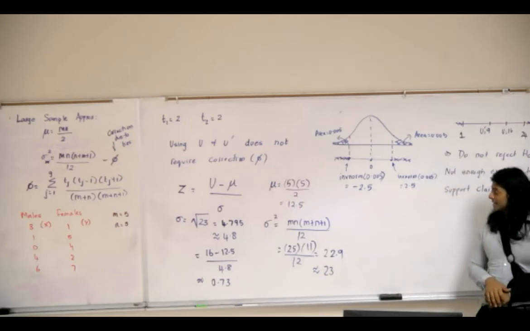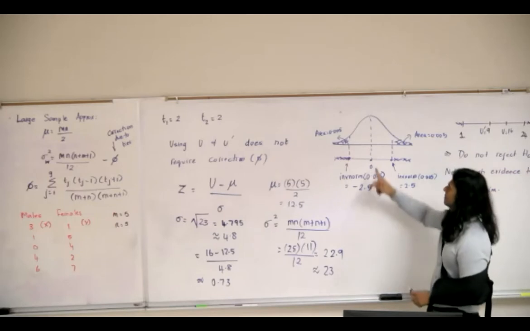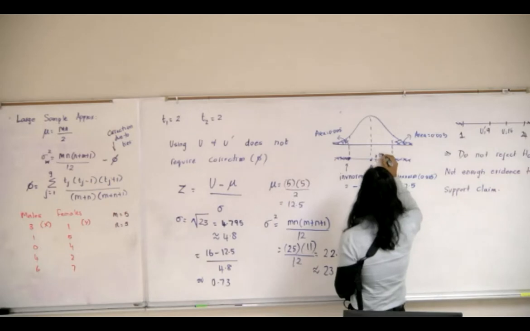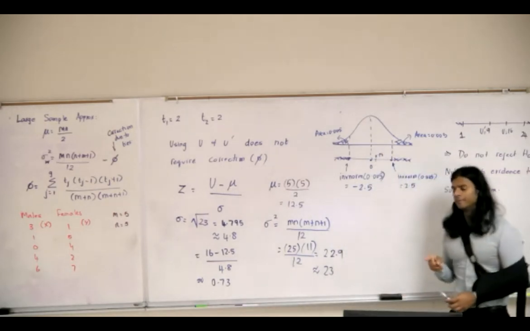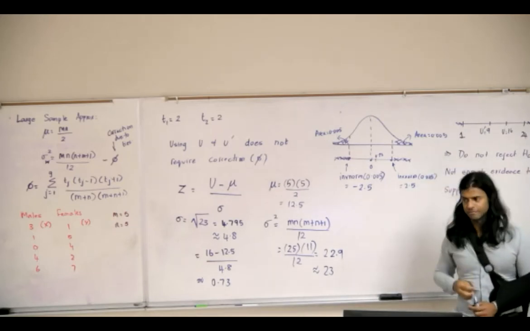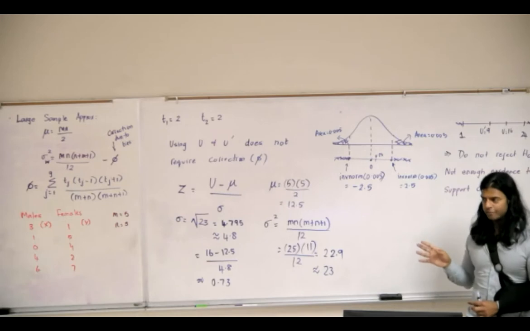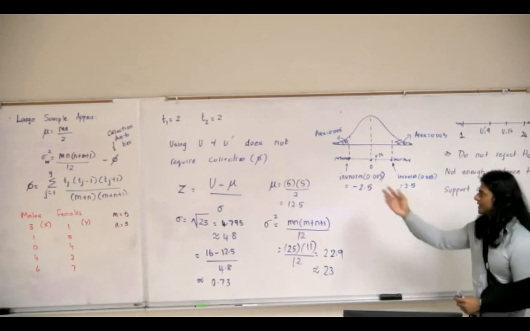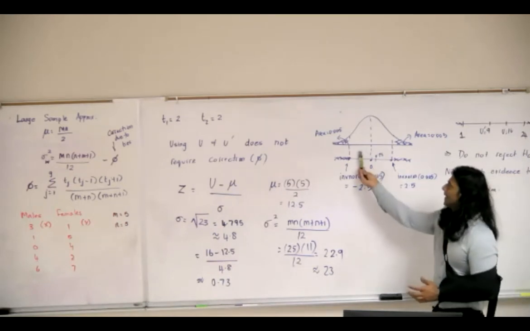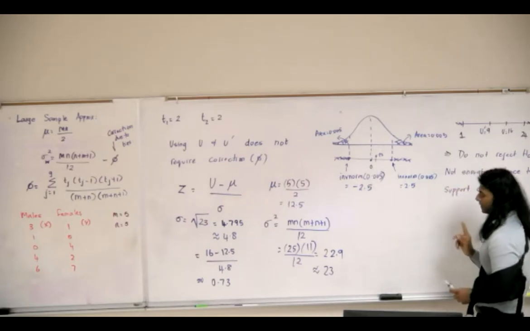Where does the test statistic lie? The standardized test statistic. It lies right there. Had you used U prime, what would the standardized test statistic be? Take a guess. Instead of U, if you had used U prime, what would the standardized test statistic be? Negative 0.73. That's it. So that's why I said it really doesn't matter which one you use to test.